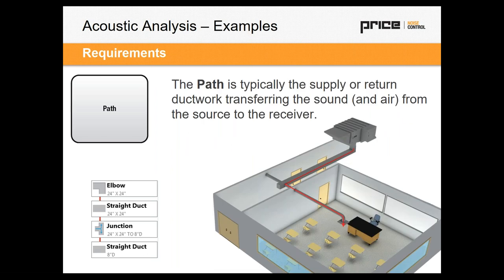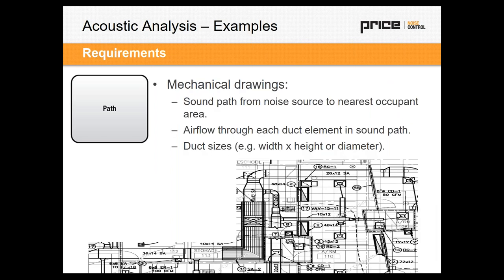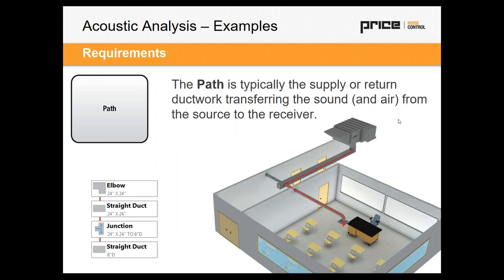Another example of how a path looks, kind of like the 2D drawing. You could also have a 3D drawing: rooftop unit, an elbow, straight duct, a junction going into a classroom. The images you see on the left-hand side are the elements, the way they look in our acoustic analysis software. I'm going to show you that in depth.